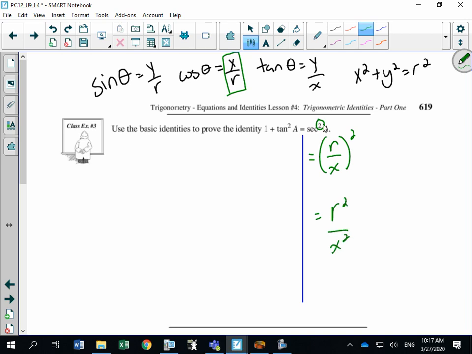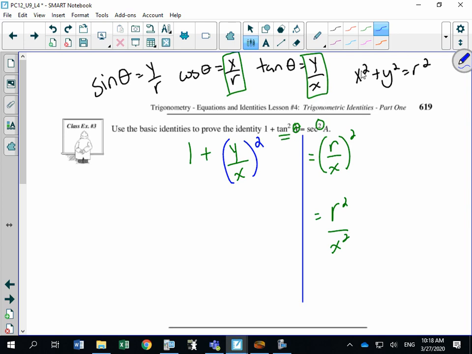I started with the right-hand side because it looked like it was going to be my easier side to deal with. Now that I've reduced the right-hand side to r squared over x squared, I'm going to look at the left-hand side and see if I'm somehow going to get this as an answer. Because if I can get left-hand side to equal right-hand side, I've proven my identity. Okay, so 1 plus tan squared of a. Remember, that's essentially theta, they're just using the letter A instead of theta. So this would be 1 plus tan, the identity for tan is y over x, right? And they want us to square this.